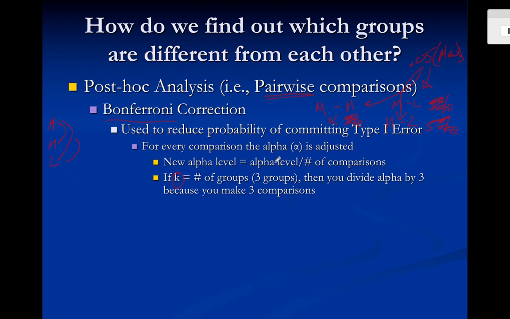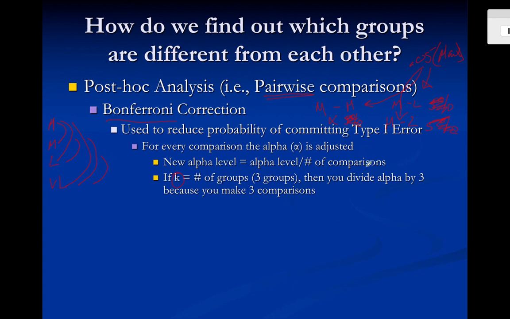I'm going to take my alpha level and divide it by the number of comparisons. So I need to know the number of groups to know the number of comparisons that I'm going to make. If there are more than 3 groups, say we had a very low group down here, the number of comparisons changes: high to moderate, high to low, high to very low, moderate to low, moderate to very low, and low to very low. So now I have 6 comparisons, 1, 2, 3, 4, 5, and 6. Knowing my number of groups is very important.